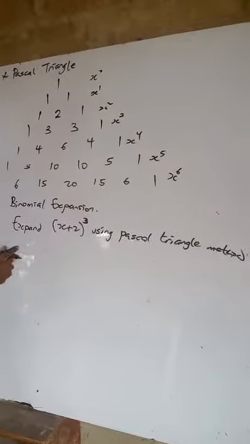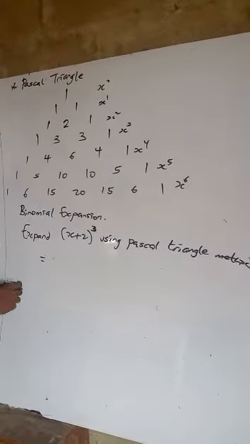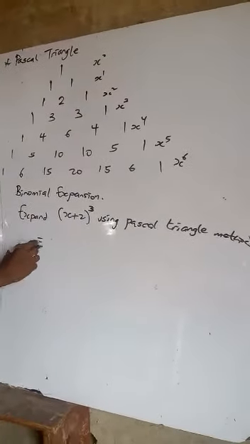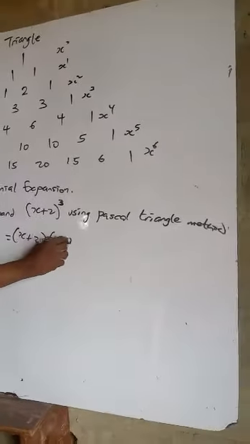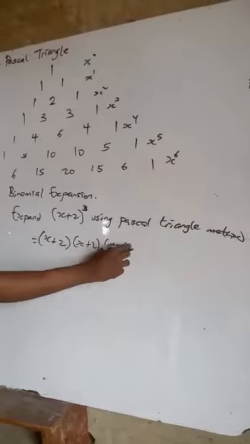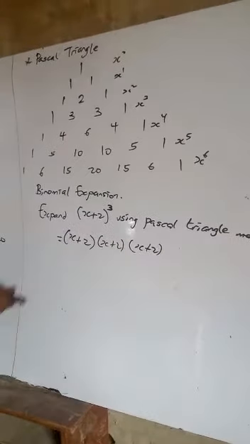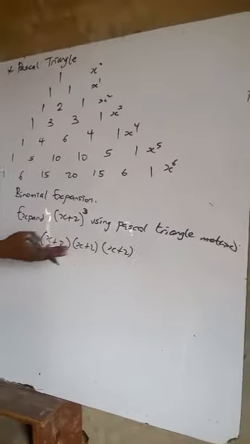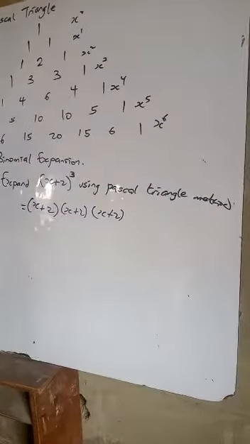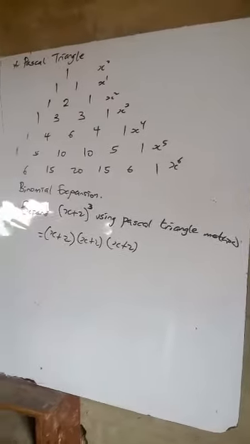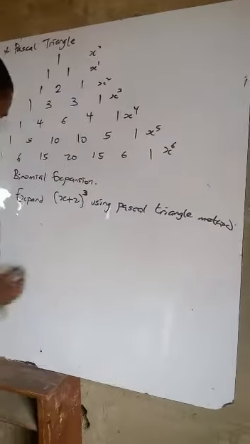For this Pascal triangle, what you need to do is, normally you will say x plus 2, x plus 2, x plus 2. That's the meaning. You are multiplying it in 3 places. But it is now easy for us to use Pascal triangle. Instead of using it this way, we'll try and use it this way.